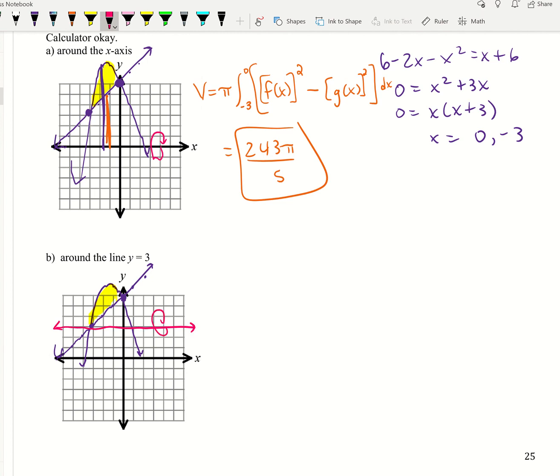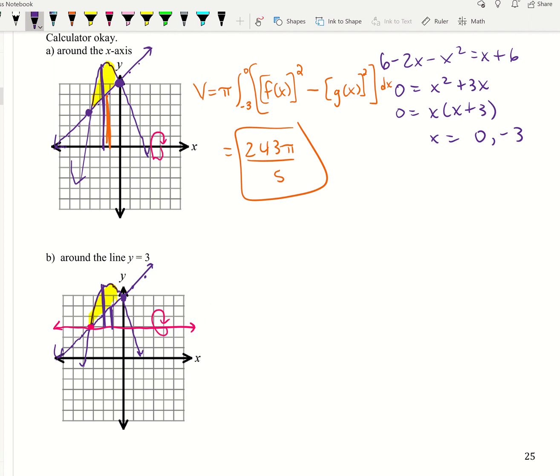And sometimes people wonder, is this still washer? Because right here they do touch. The answer is yes, because look at the rest of this region. See the white space? This is still the washer method. There are still two radii, one from the top curve and one from the bottom curve. That's another way to identify radii here.